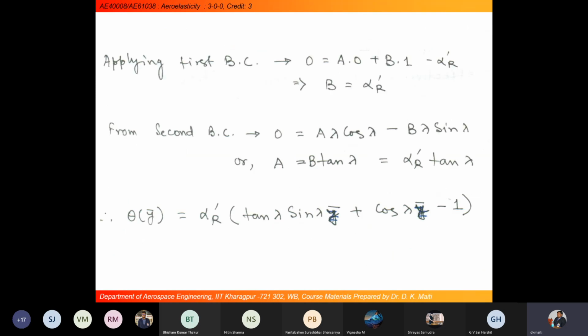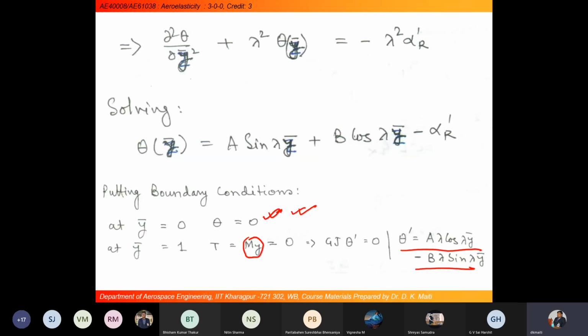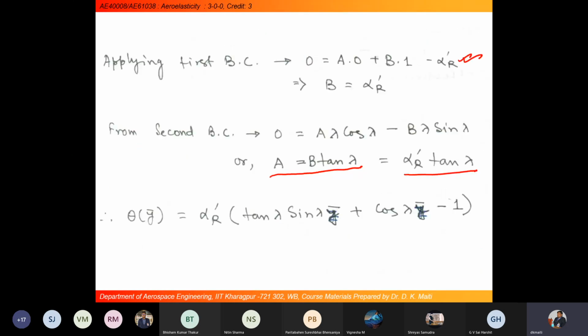From applying the first boundary condition, we get b equal to alpha r prime, and from the second equation we get a equal to b tan lambda, so alpha r prime tan lambda. So finally, substituting in the solution equation, theta y bar will be alpha r prime multiplied by tan lambda sin lambda y bar plus cos lambda y bar minus 1. So this is our final solution.